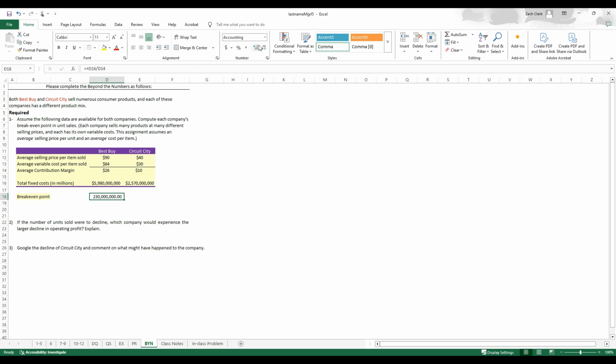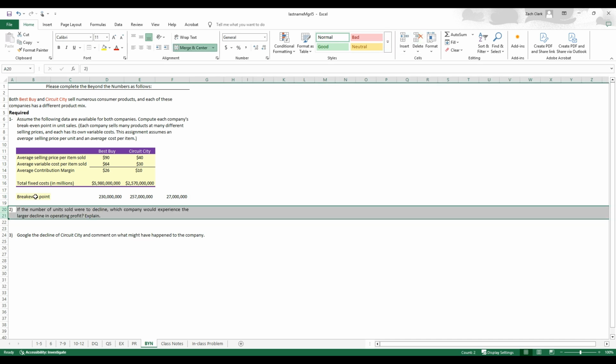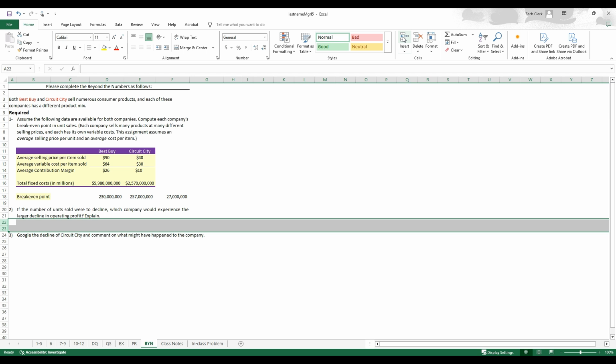So then our break-even point in sales number of units, again, taking our fixed costs divided by the average contribution margin per product sold, you can see that we'd have to sell quite a bit more products. What's the difference here? 27 million more products at Circuit City just to break even. So relatively significant.